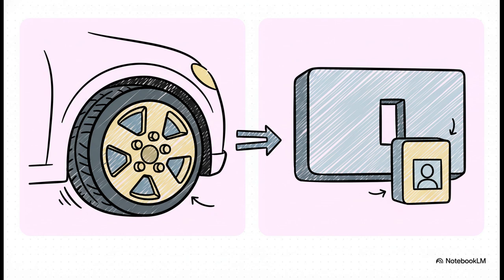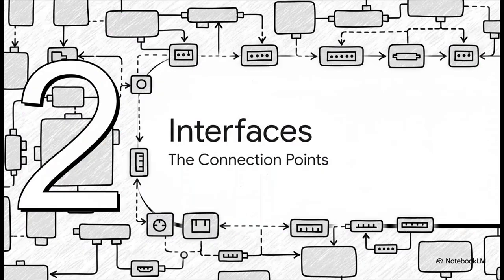A software component like a login module works exactly the same way. It has one clear job: authenticate users, it can be updated, and, most importantly, it connects to the rest of the app through standard, predictable connection points. And that right there brings us to the most important part of this whole idea. These building blocks are only really useful if they can connect to each other reliably. And those standardized connection points, they're called interfaces.